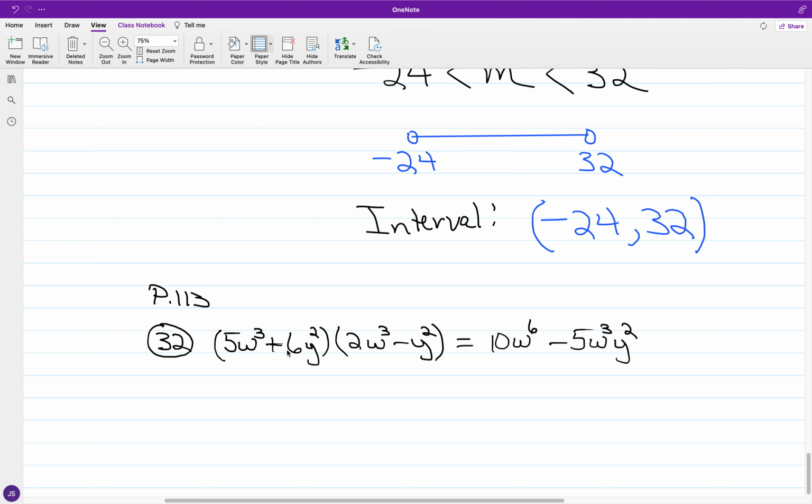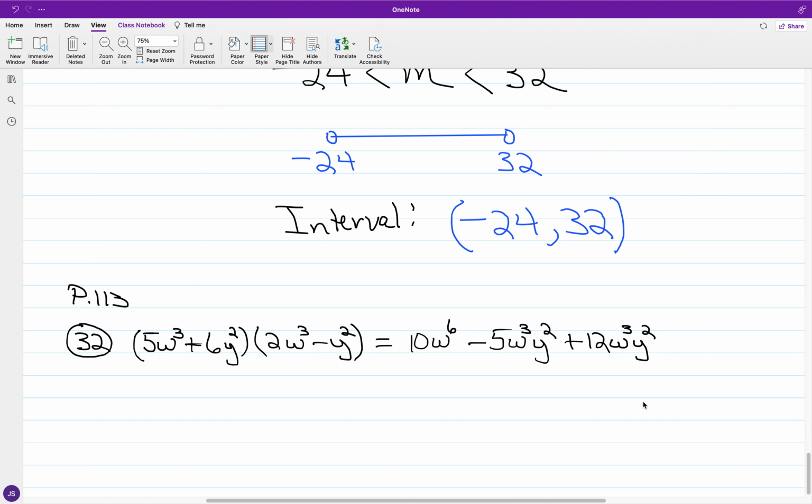Inside product, you have 6 times 2, so this would be 12 y squared w cubed. And if I arrange the variables in alphabetical order, we have w to the third and y to the second. For the last product, positive times the negative is a negative, and this will be 6 times y to the fourth.